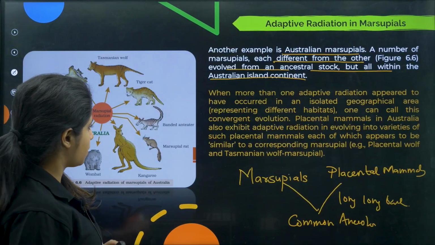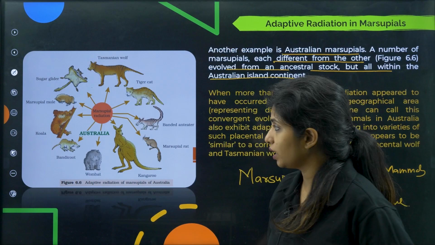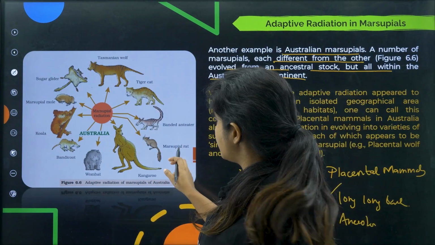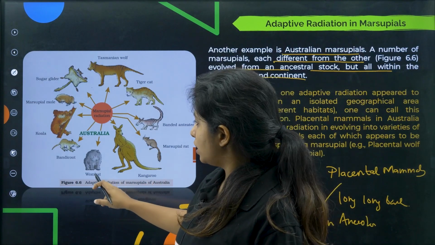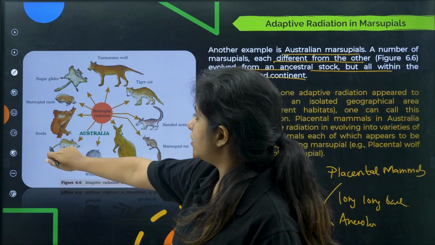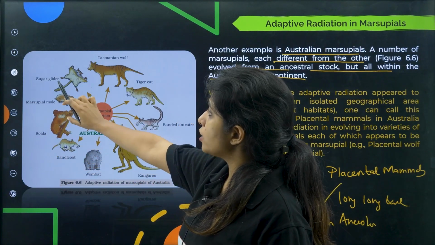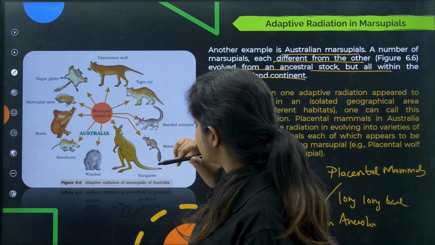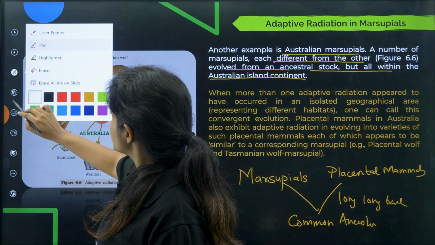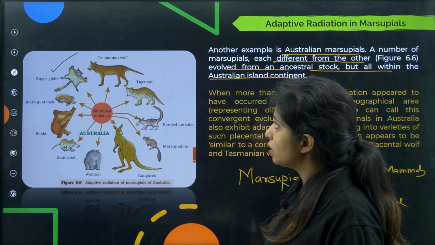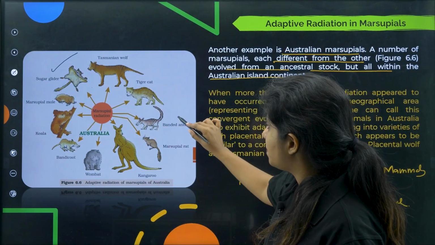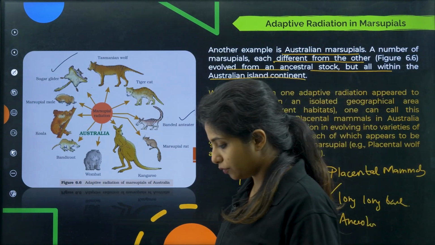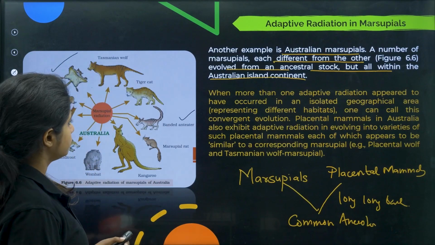Over here we have examples. We have to know all these examples. We have Tasmanian wolf, tiger cat, banded anteater, marsupial rat, kangaroo, wombat, bandicoot, koala, marsupial mole, and sugar glider. We have so many things. Now you have to remember at least two of them. Let's remember two. One, take sugar glider as of now, and then banded anteater. Sugar glider and banded anteater, these were different forms. We'll write it somewhere.